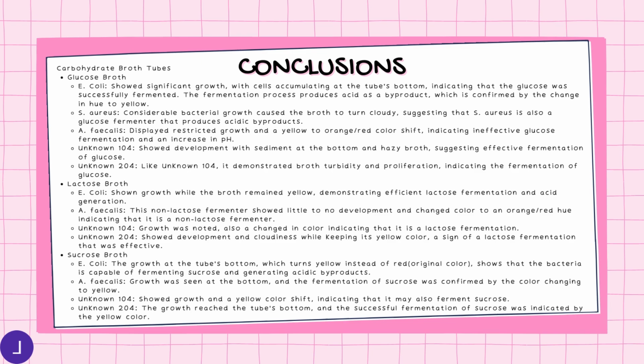Also, we have lactose broth. On that one we didn't do S. aureus, where we have E. coli and A. faecalis. E. coli shows growth and the broth remains yellow. This demonstrates that it is an effective lactose fermenter and acid generator.